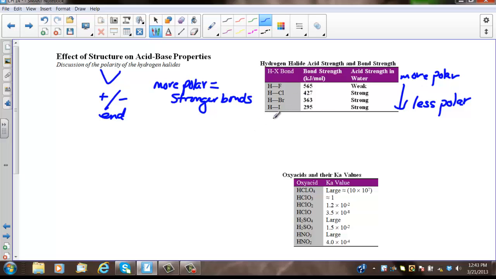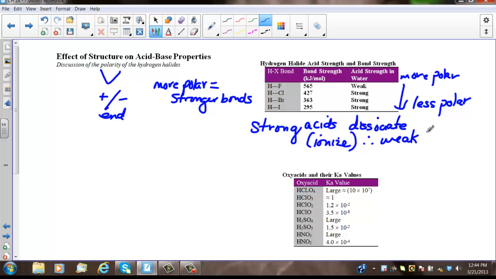And what we know is that this should make sense to you because strong acids have weak bond strength. Why? Because strong acids dissociate or ionize in water, and therefore they have weak bonds.